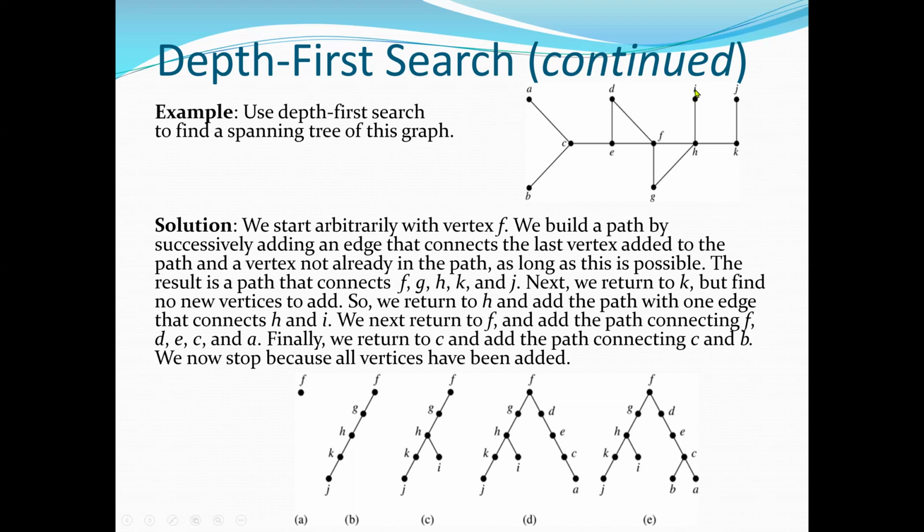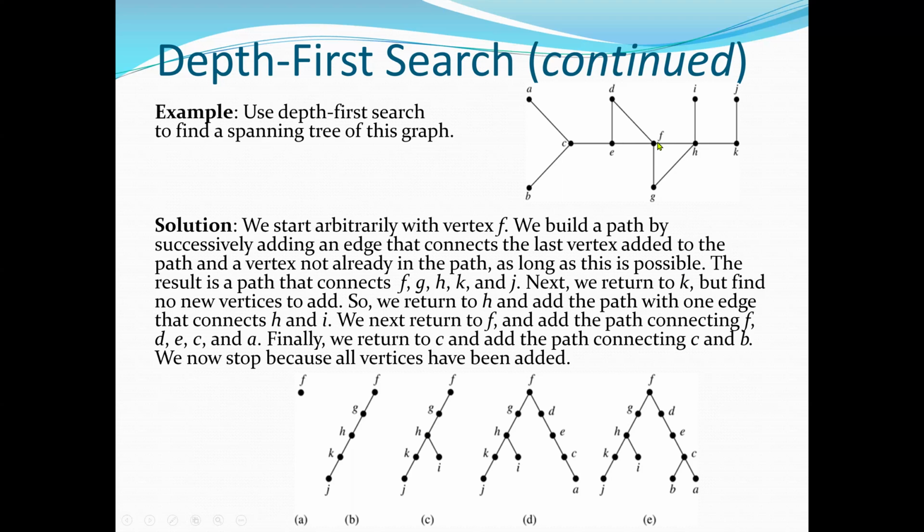Now, when I reach I here, there's nothing I can go to further. So I'll return back to H. And I already went through F and I already went through G. So I'll come back. And when we look here right now, we can see that again we have formed F, G, H, K, J, and I. So we go back and we return to H. There's nothing new. And then we move to F.